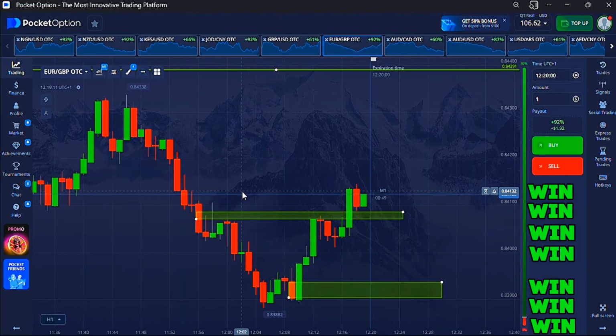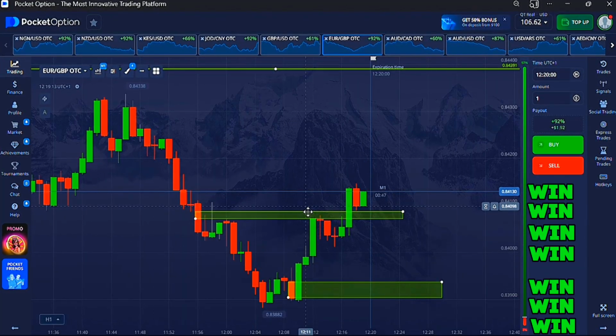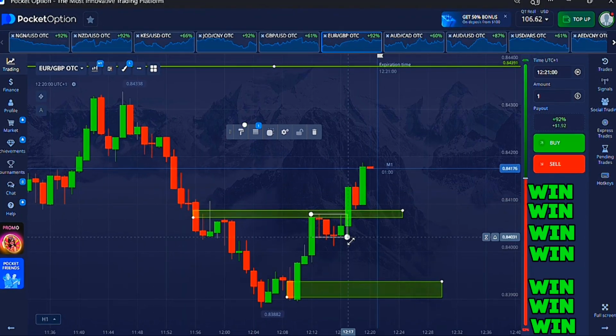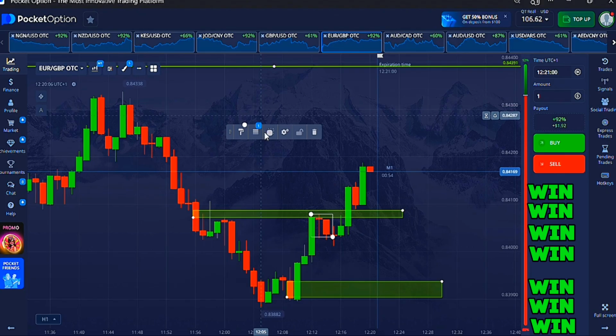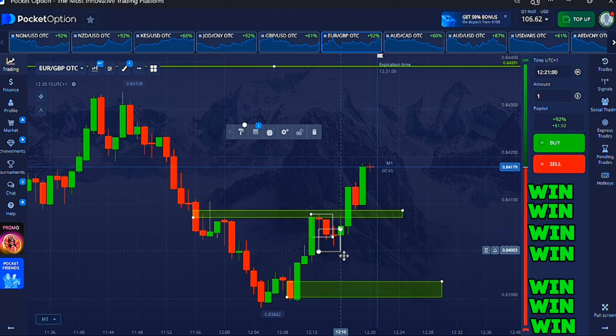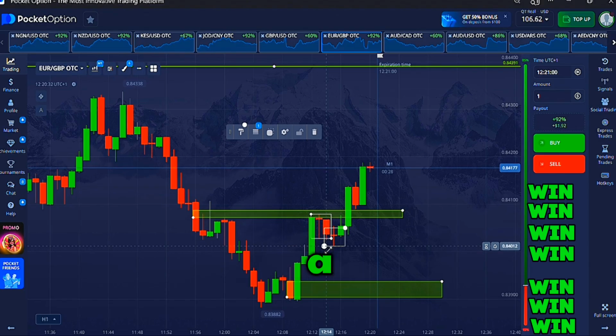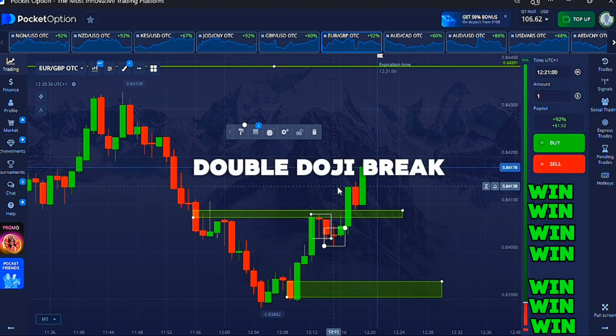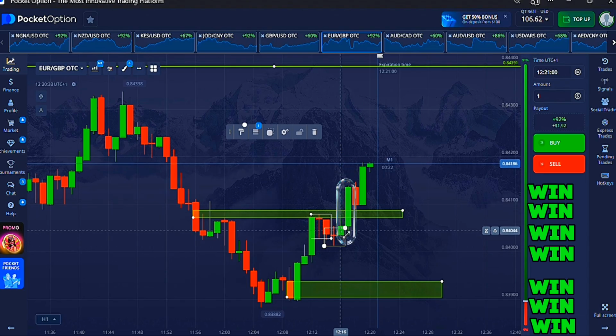Let me mark the doji break for you so you can see it more clearly. That's what I'm explaining here. This candle here, which looks like a cross, is a doji, and then this other one here is also a doji. So you can see this is a beautiful doji break. We call this a double doji break, together with this pattern.